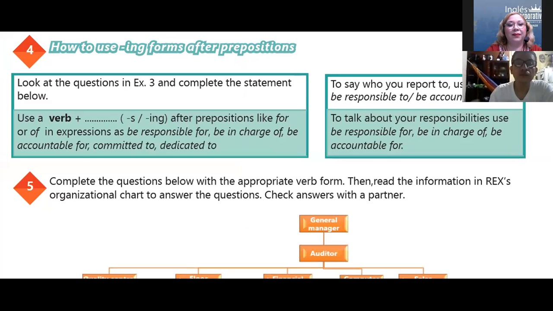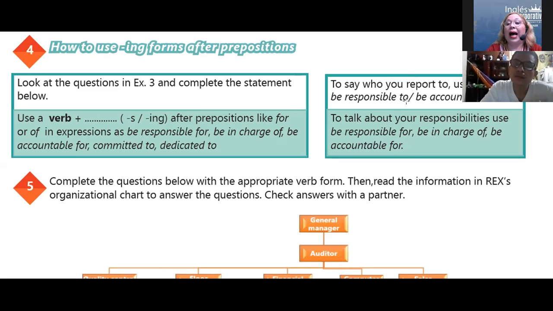Sí, en la 14 creo que está esa, ¿verdad? Yes. On page 14. Y cuando vamos a hablar de quién es su jefe o a quién usted le reporta su trabajo, entonces vamos a utilizar be responsible to and be accountable to, no for. Esa es la diferencia, mire. Aquí en estas es for. Cuando hablamos de responsabilidades usamos for, right? Accountable for and responsible for.